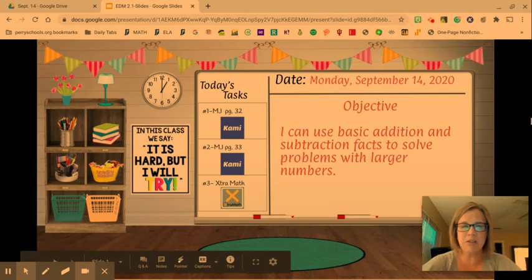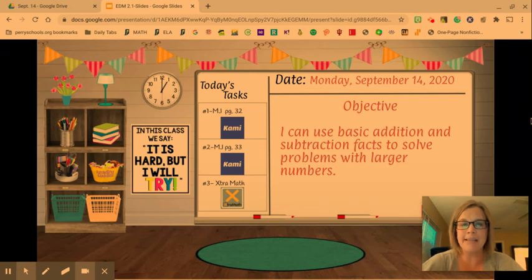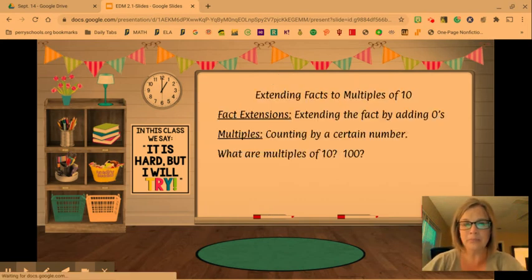Hey guys, so today we are going to start chapter 2 in our math lesson, and our objective for today is I can use basic addition and subtraction facts to solve problems with larger numbers. So you have 3 things that you'll need to complete for today. The first 2 are going to be done on Kami. It is your math journal, page 32 and 33, and then after that you are going to do a round of extra math to help with your facts.